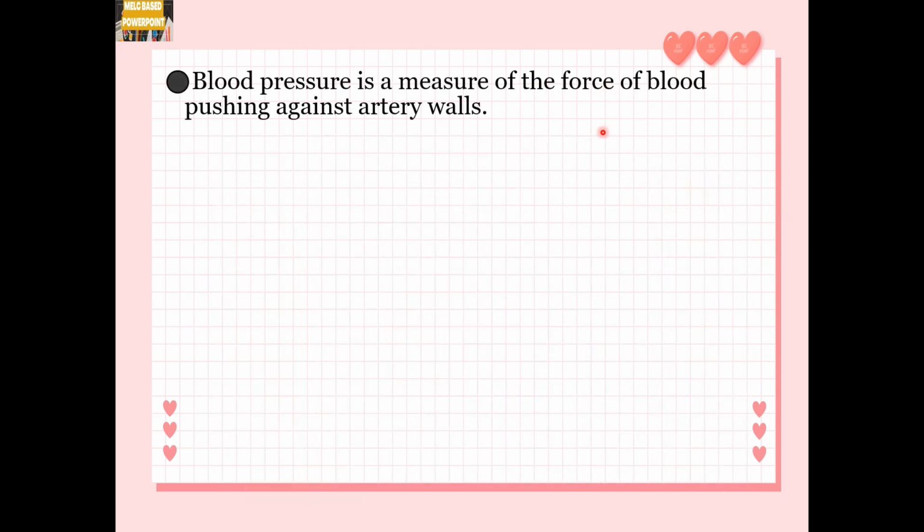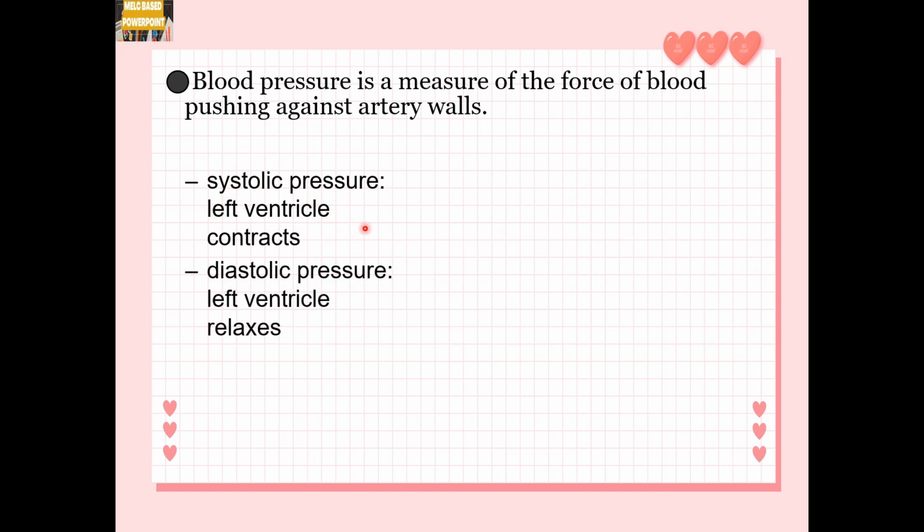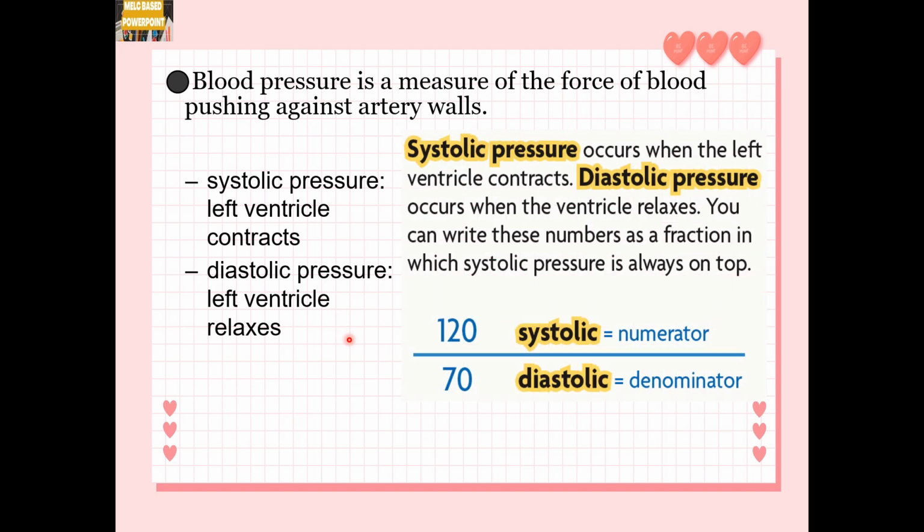Blood pressure is a measure of the force of blood pushing against artery walls. Systolic pressure occurs when the left ventricle contracts. Diastolic pressure occurs when the left ventricle relaxes.